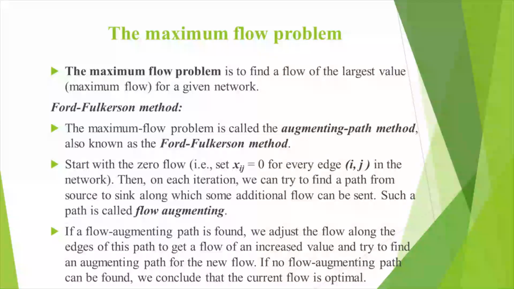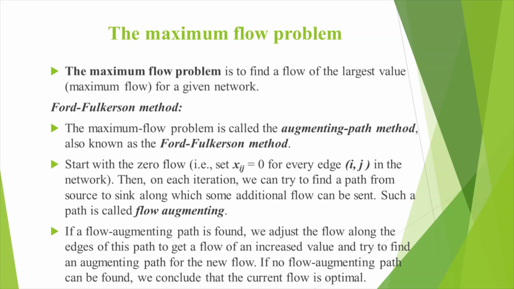We start with a zero flow, that is, zero amount sent through each edge, separated from the edge capacities by the slashes. So the maximum flow problem is to find a flow of largest value for a given network. This is also called the augmenting path method and also known as the Ford-Fulkerson method.